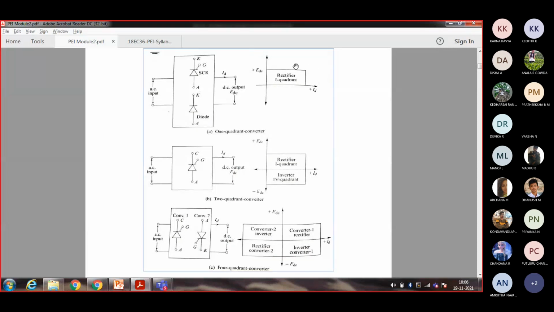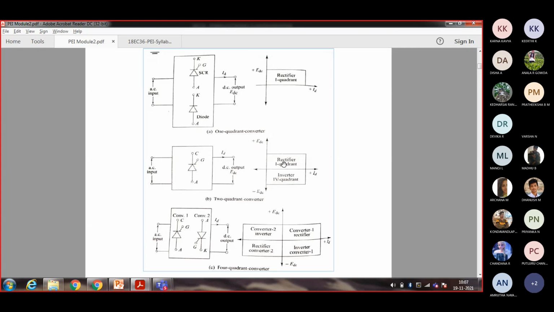This works as a rectifier, and it will be 1 quadrant operation. We are having an AC input, we are having a DC output, we will be having an SCR and also a diode in the circuit. We call this a 1 quadrant converter, where AC to DC conversion is going to happen. But when you go for the 2 quadrant converter, we will be having only an SCR, we will not be having the diode. AC to DC conversion is going to happen.